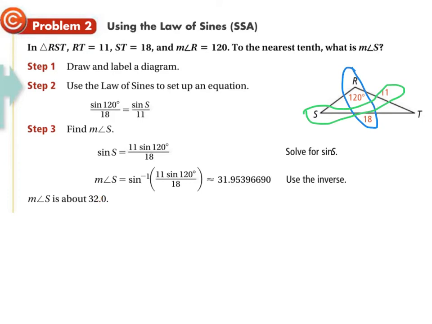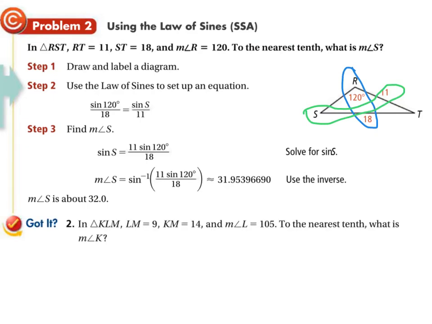Okay. So here's your got it problem. In triangle KLM, LM is 9, KM is 14, and the measure of angle L is 105 to the nearest tenth. What is the measure of angle K? You're going to pause the video right here. You're going to draw and label a diagram, and then you're going to set up the equation and solve it. Pause the video right now. When you have an answer, come back and check your answer against my answer. Pause it now.